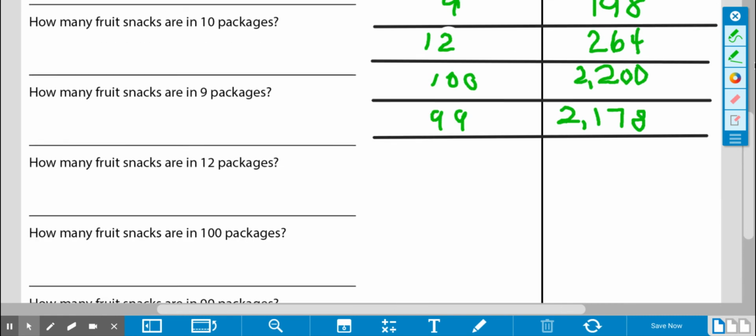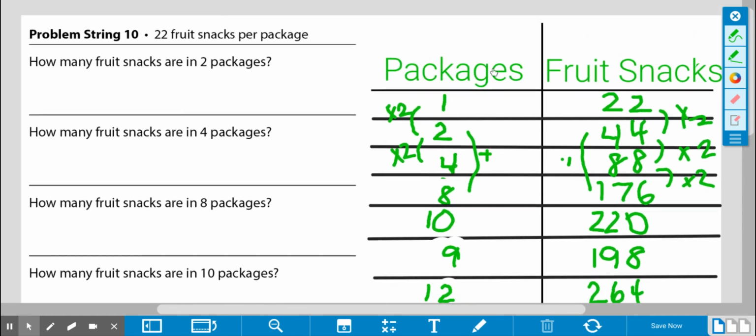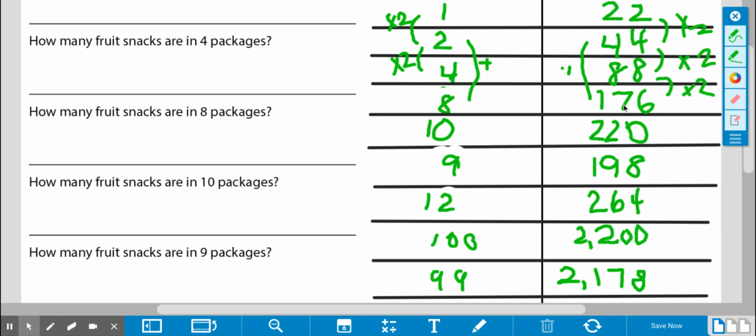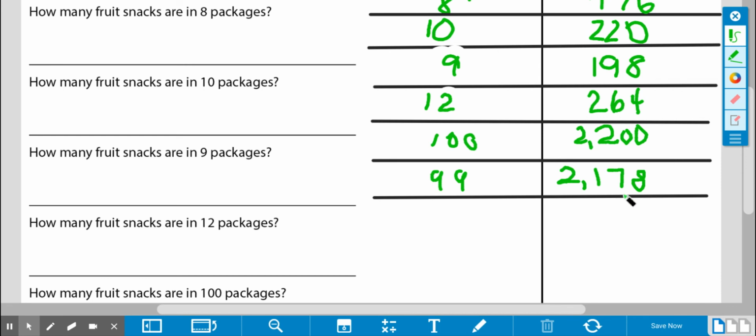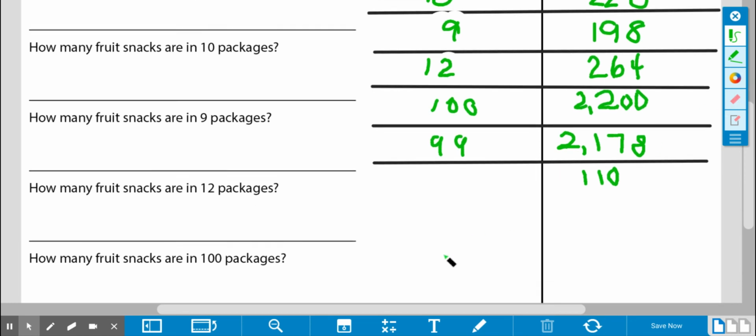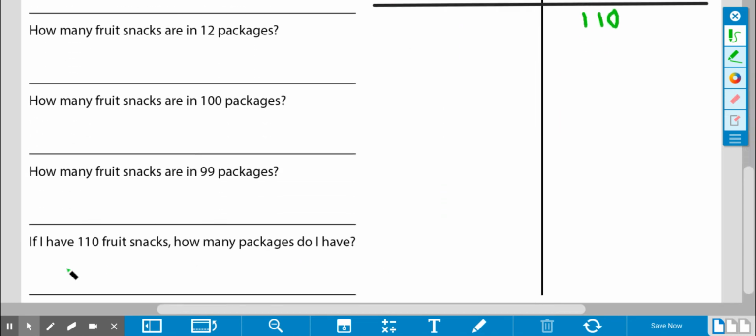So when I think about my ratio table and I look up here, packages, this is what I'm trying to solve for. I know how many fruit snacks that is. So on my ratio table, I'm writing 110 over here on this side. And I want to figure out what belongs on this side. How many packages are that? Ooh, so if I'm thinking about my expression, it's kind of changing it up a little bit, isn't it? It's 110 divided by 22, right? There's 22 in each package. How many packages do I have?